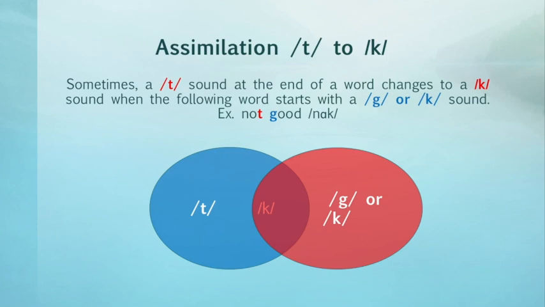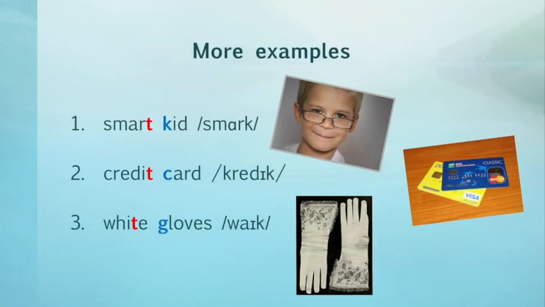The reason I say sometimes is because this depends on the speaker and how fast and informally they're talking. And if you don't understand the symbols that I'm using to represent sounds in this video, please see the link below to the interactive phonemic chart. Here are a few more examples.